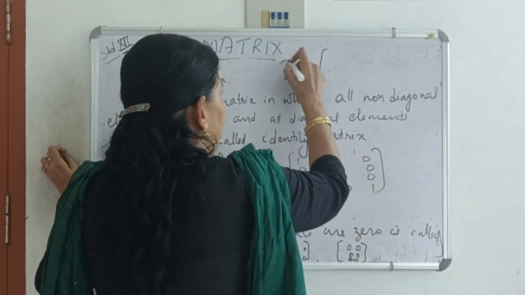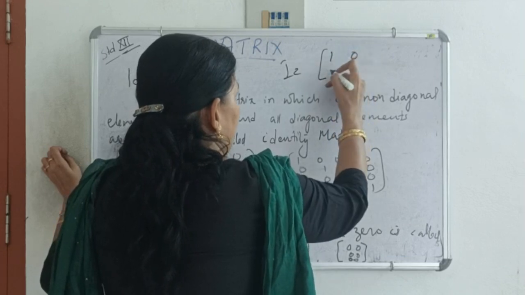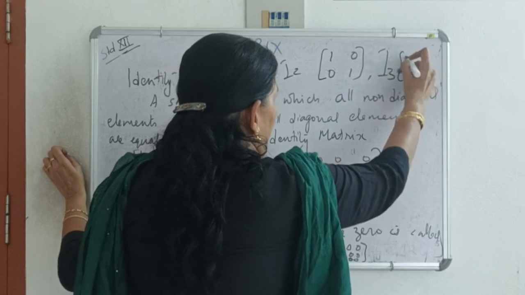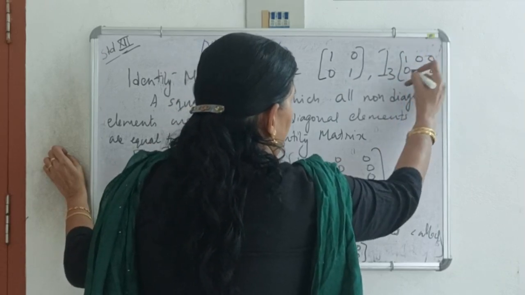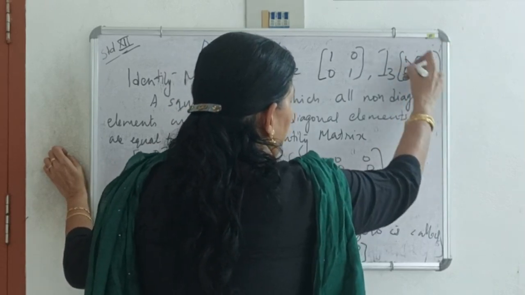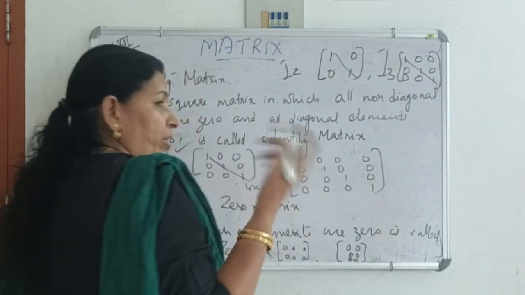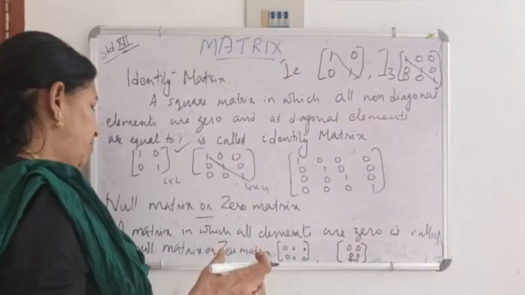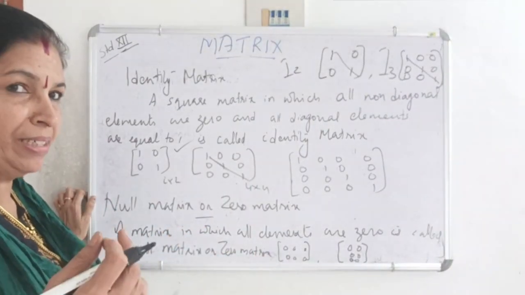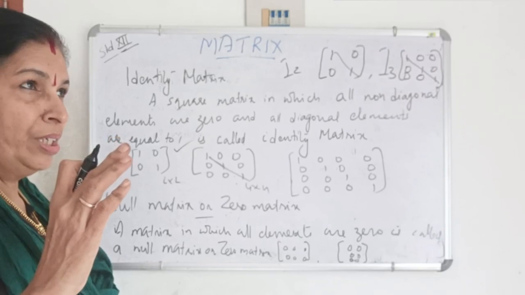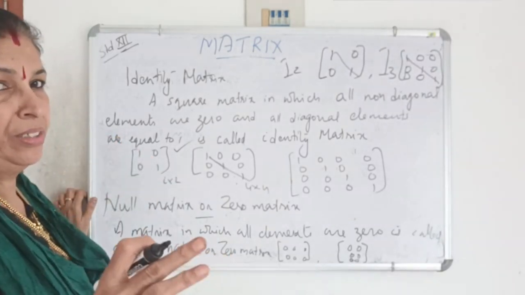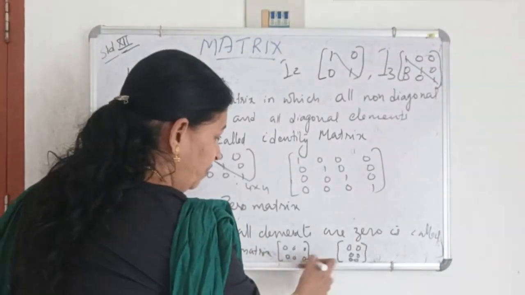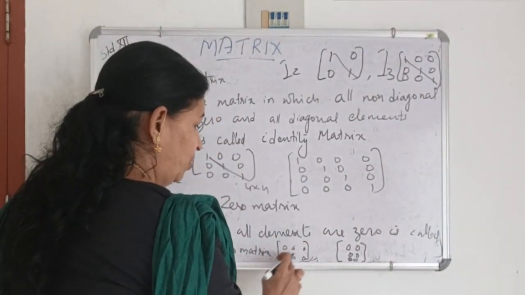I2 means 1 0 0 1. I3 is 1 0 0, 0 1 0, 0 0 1. The diagonal elements are 1 and all elements except diagonal elements are 0. Similarly, the null matrix or 0 matrix. It is there in the name itself. A matrix in which all elements are 0 is known as a null matrix or 0 matrix. Example: the matrix 0 0 0 0 0 0.